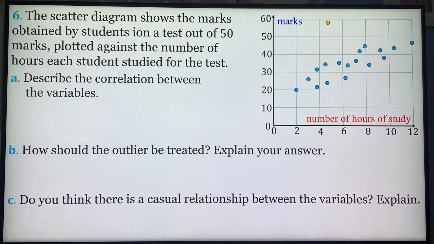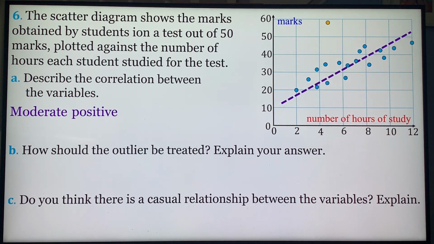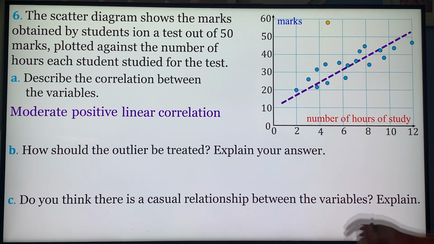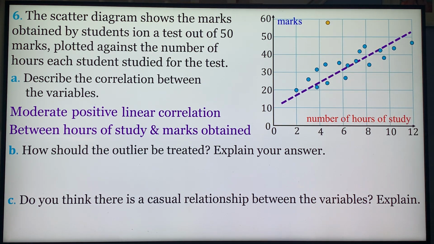So what happens the more you study typically? Oh, I made this question on the last test. The higher your test grade is, right? So what's the correlation between these variables? Let's draw a line through them. What do you think? Give me some words. Strong or moderate? I'm going to go moderate, I think. Moderate. There you go. Positive or negative? Positive. Linear or non-linear? Linear. All right, that's pretty good. So pretty much as the number of hours you study goes up, the higher your marks are. So it's a moderate, positive linear correlation between the hours of study and the marks obtained.